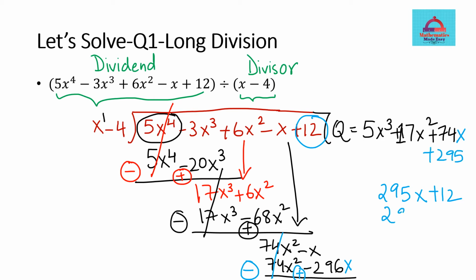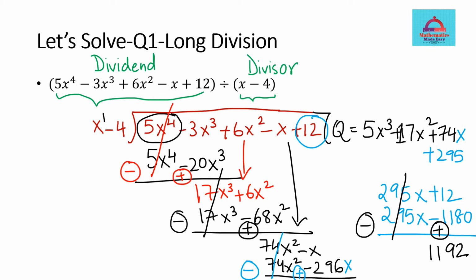So this gives you 295x times 4, which is negative 1180. Now you do the same thing, you subtract, cancel the common term, and you are left with 1180 plus 12. The remainder here has come out to be 1192. So this is the end of the division. We have got the remainder which has degree less than the divisor. So we stop the division.